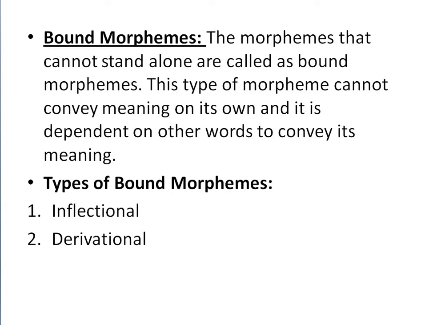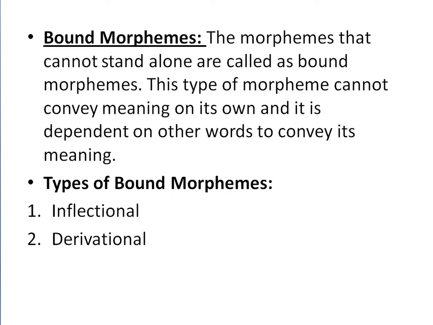So similarly, the bound morphemes have also further types like the free morphemes. So free morphemes are divided into functional and lexical, and bound morphemes are divided into inflectional and derivational. So we have studied what is inflectional and what is derivational. So inflectional are those bound morphemes which are actually performing a grammatical function in the sentence.